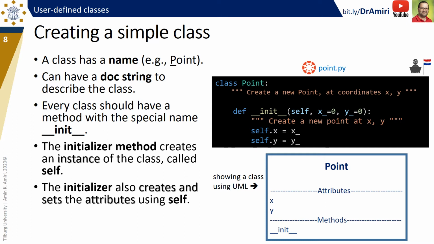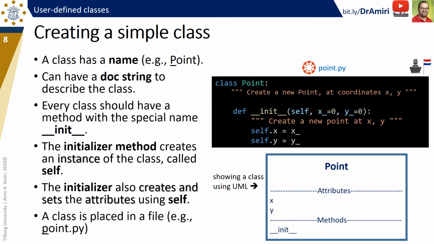The initializer also creates and sets the attributes using self. In this case, you can see that self.x and self.y are created using the given arguments x underscore and y underscore. And if the user does not provide any values here, we replace x underscore and y underscore with 0, and we create a point of 0 and 0.